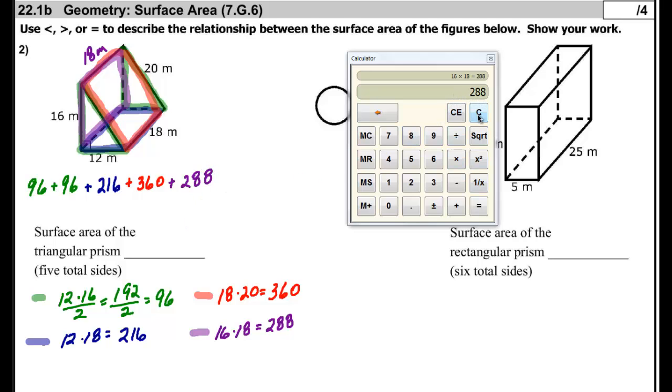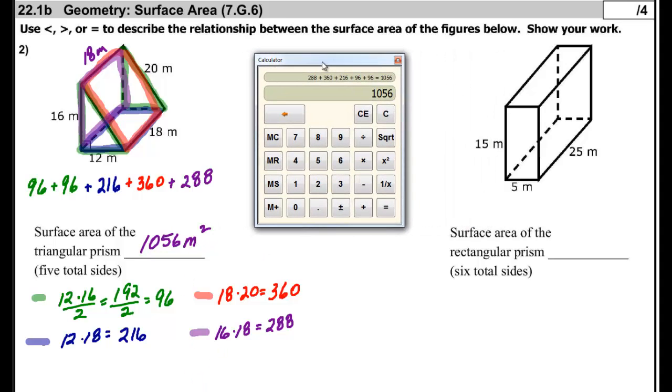We've got the 288. Well, let's clear it and start again. We have the 288 plus the 360 plus the 216 plus the 96 plus the 96. 1, 2, 3, 4, 5. Yes, indeed. It comes out to be 1,056 square meters.